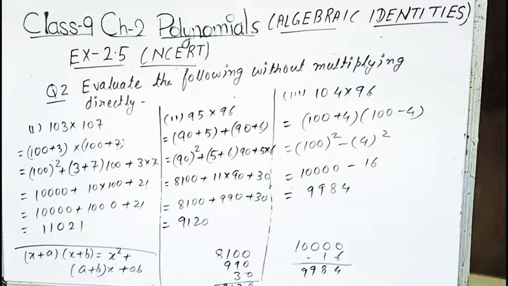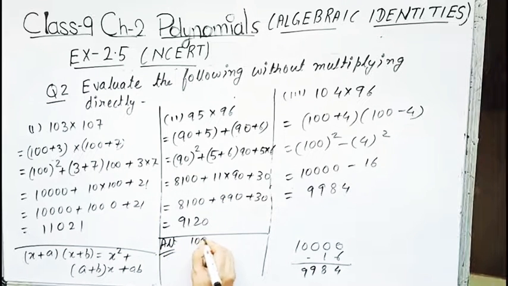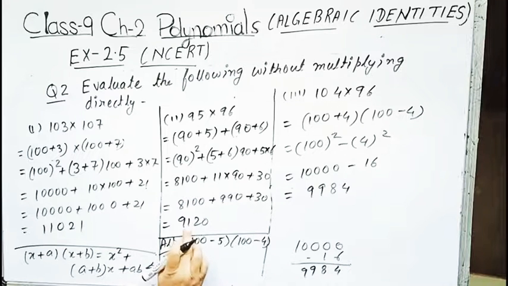Here in subpart number 2, this 95 into 96 we can also write as 100 minus 5 into 100 minus 4, and again we can use this identity and we will be getting the same answer.